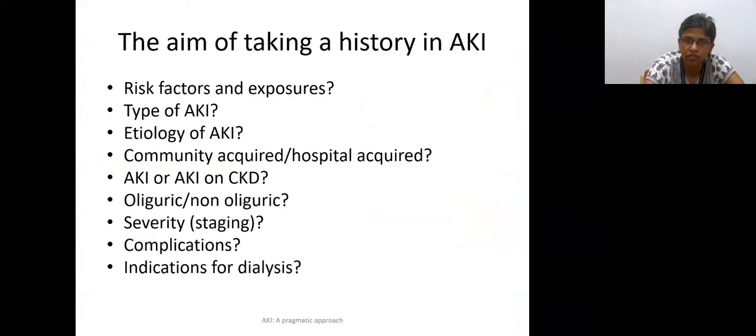So how do you assess the patient? The most important thing is to take a proper history, because this may give you clues as to the etiology. Ask about any risk factors and exposures. And you're trying to basically find out what type of AKI it is. What is the etiology? Was this community acquired or hospital acquired? Is this really an AKI, or is it actually an AKI on CKD?